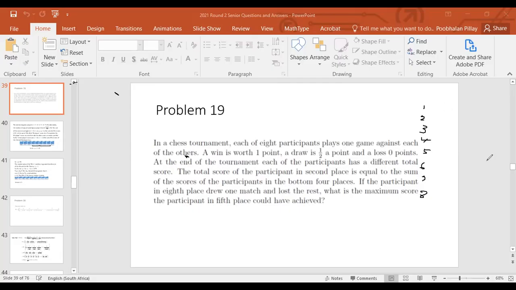I'd like to know what the total scores are, but before that, we say the total score for the person in the second place is equal to the sum of the scores of the participants in the bottom 4 places. So this guy here has got the same as the sum of these 4 bottom ones. The participant in the 8th place drew just 1 match and he lost the rest. So the 8th fellow only got half a point. His total number of points is half. Okay, so we got at least 1 score.